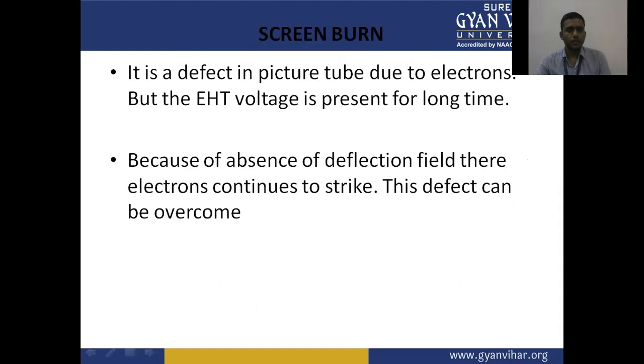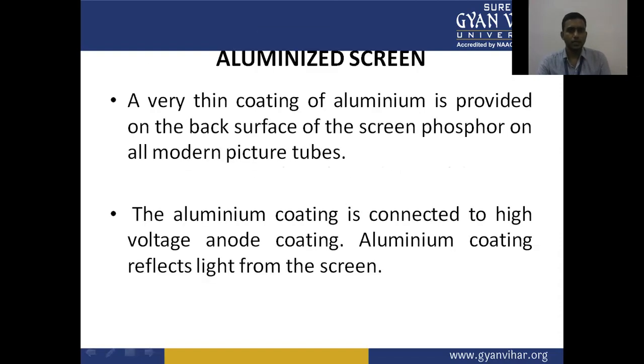Next is the screen, the aluminized screen. A very thin coating of aluminum is provided on the back surface of the screen phosphor in all modern picture tubes. The aluminum coating is connected to the high voltage anode coating. The aluminum coating reflects the light from the screen.